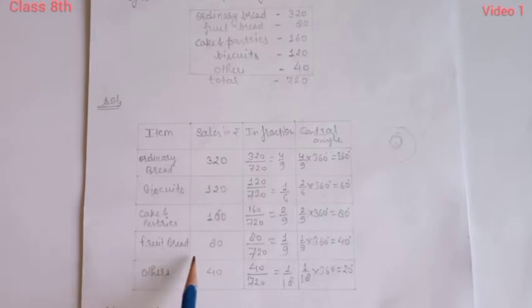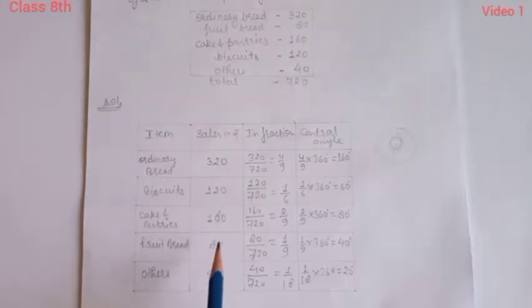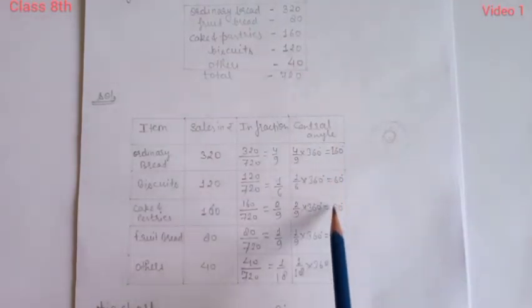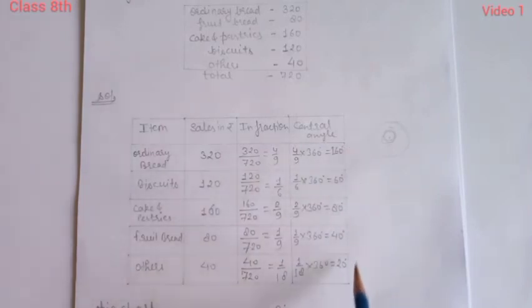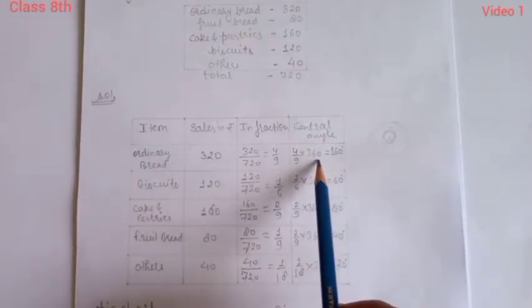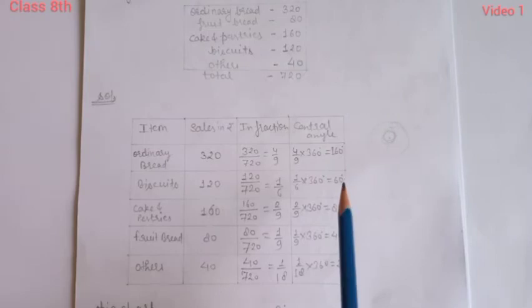Now fruit bread: sales in rupees is 80. In fraction, 80 upon the total sale of the day, 720. So 80 upon 720, after simplification we obtain 1 upon 9. So 1 upon 9 into 360 is equal to 40 degree. Okay students, do similarly for others. And students, if we add all these degrees, all 5, the sum of all 5 should be equal to 360 degree. If you are not getting that, it means you are doing it wrong.